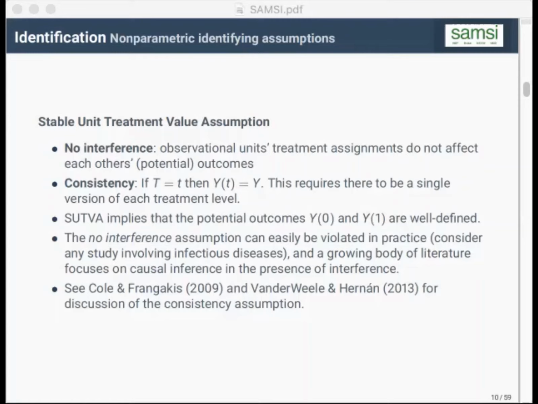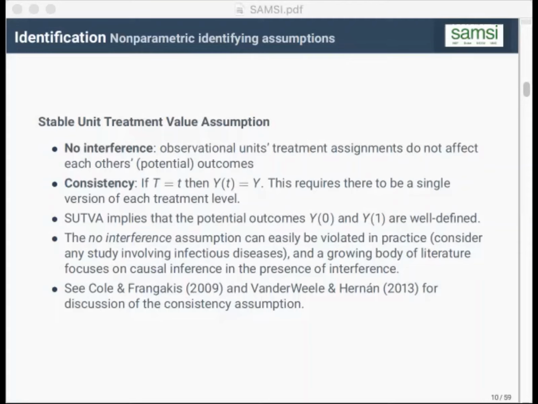There's a growing body of literature on causal inference in the presence of interference. This assumption is easily violated in practice. For example, infectious diseases, or any kind of behavioral intervention, or any kind of information that could be passed from one person to another. But we won't talk about that in today's lecture.